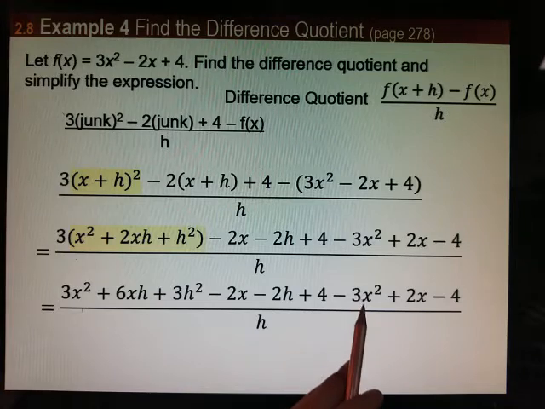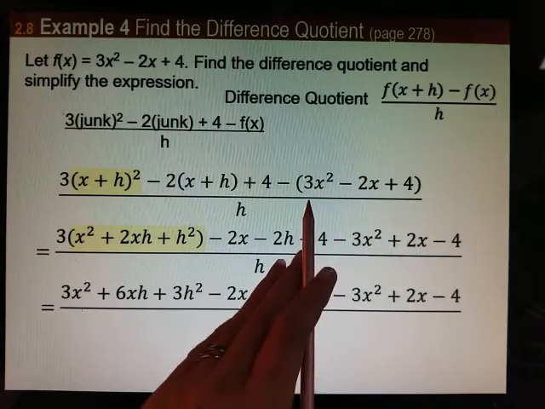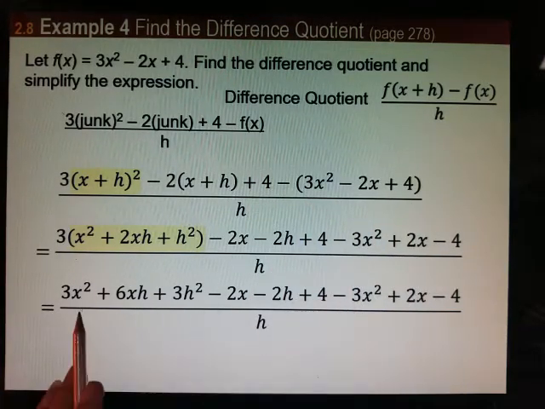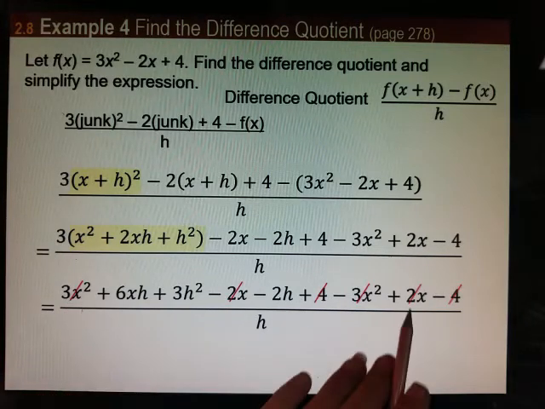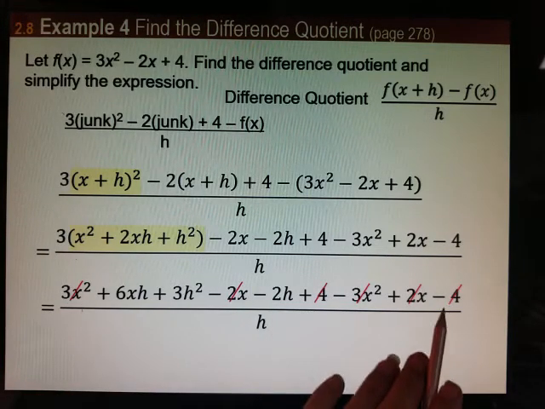Now y'all see this 3x squared? Remember I said everything here should cancel. It should zero out. That and that gives me 0. 2x minus 2x. Negative 4 plus 4.